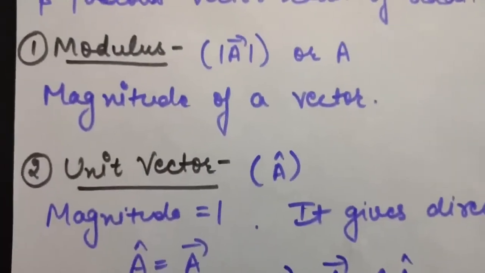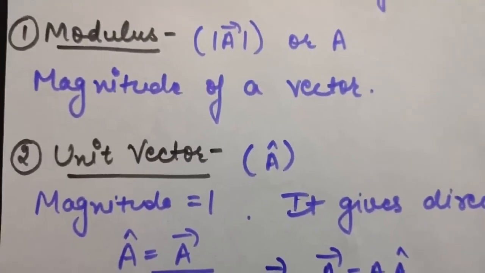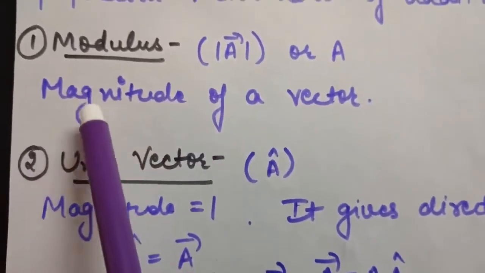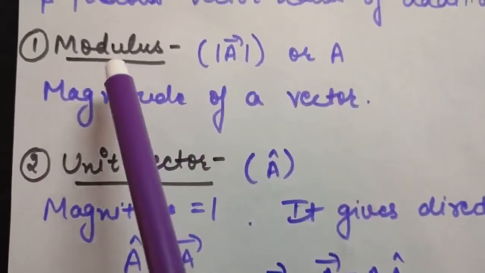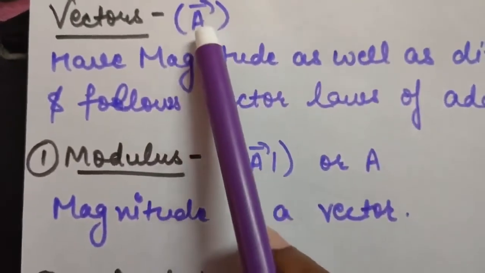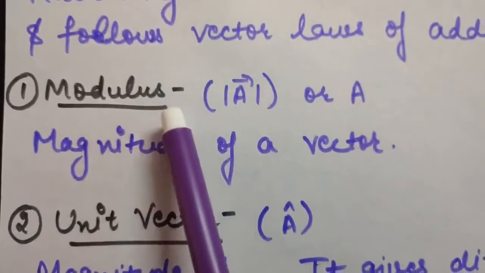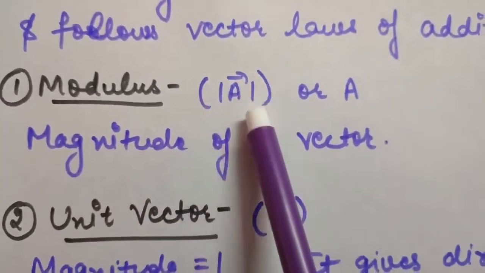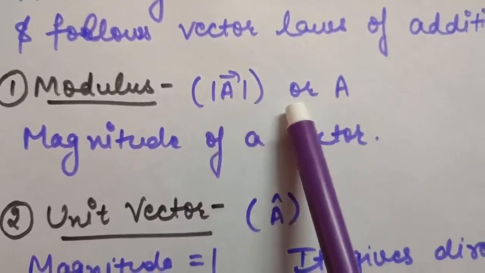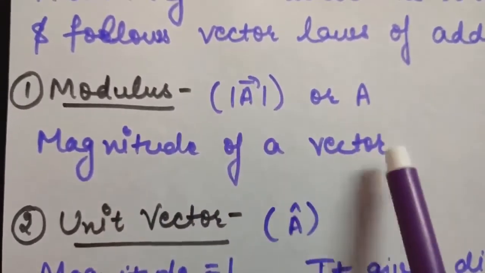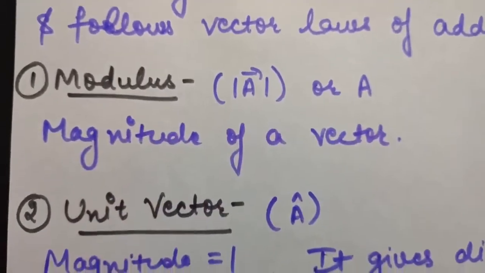Let us study some important terms related to vectors. The first term is modulus. The magnitude of a vector is called modulus. To represent the modulus of a vector, this sign is used, that is the vector inside two vertical lines, or you can simply use A.